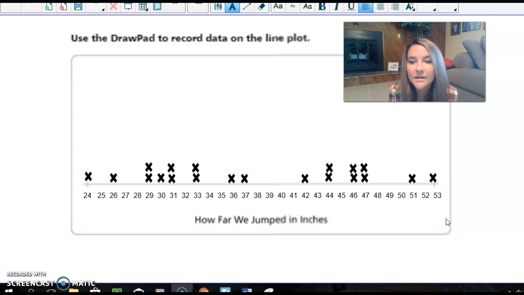Anything else you can say about our line plot? Again, the range is 24 inches to 53 inches. We look to have two clusters here.